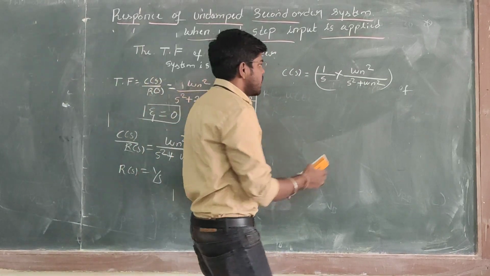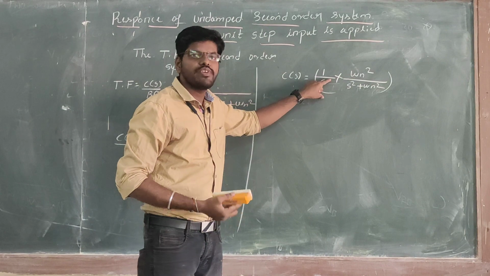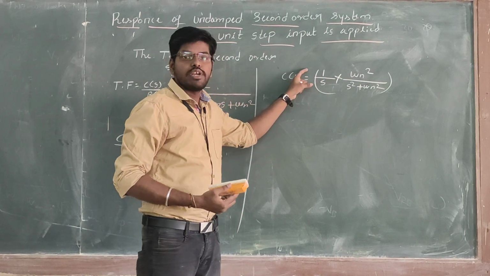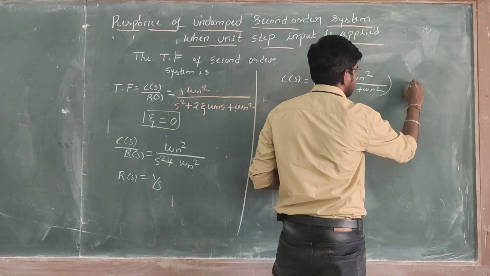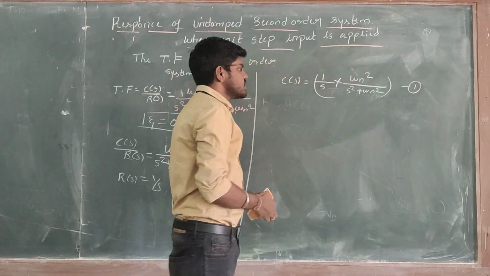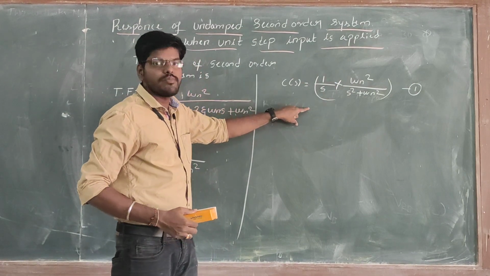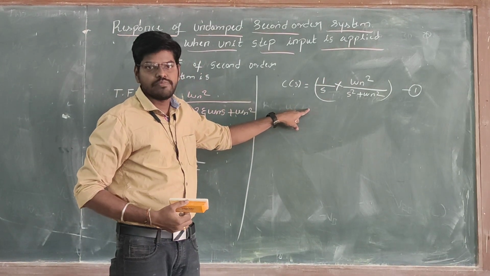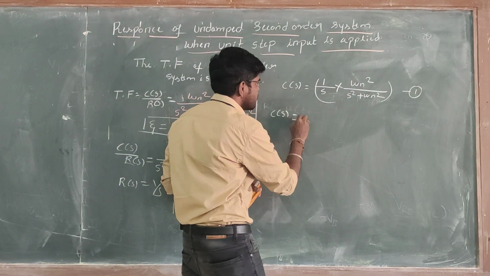Once you get the value of C of s, by taking the inverse Laplace transform we can convert s domain signals into time domain signals. Let us call this equation number 1. It is difficult to take the inverse Laplace transform of this equation, so I will reduce it by making use of partial fractions. Let us resolve this equation using the partial fraction method.